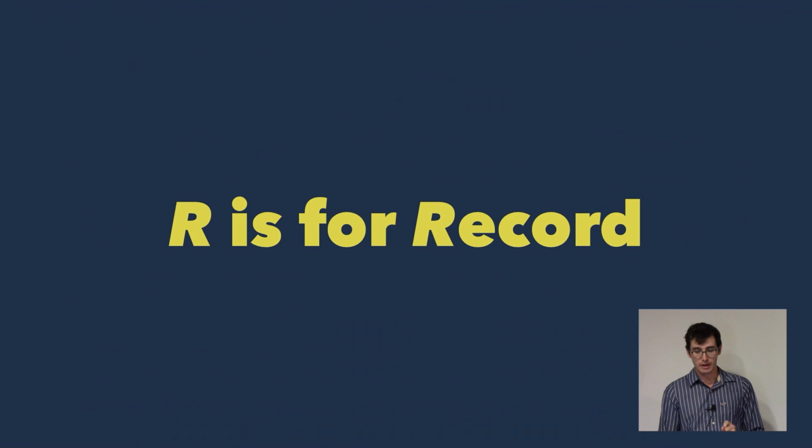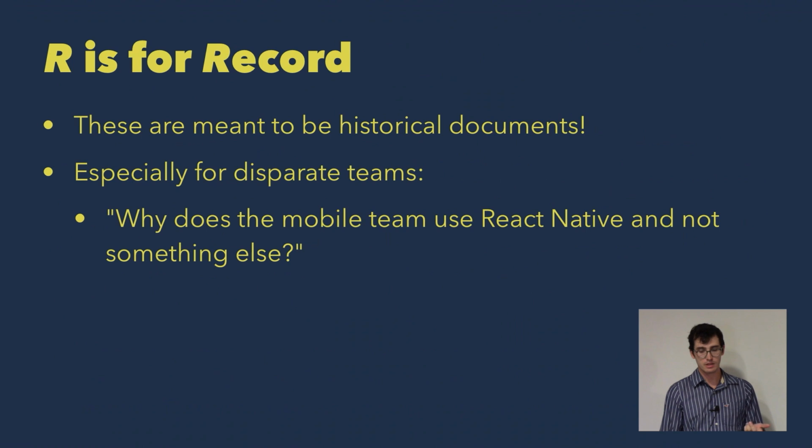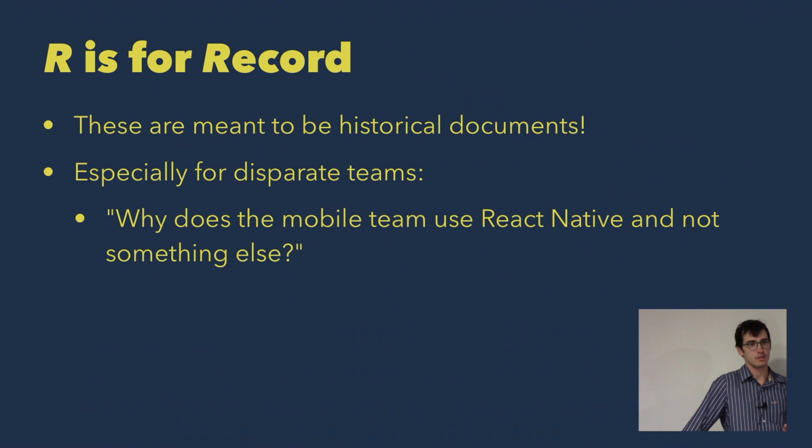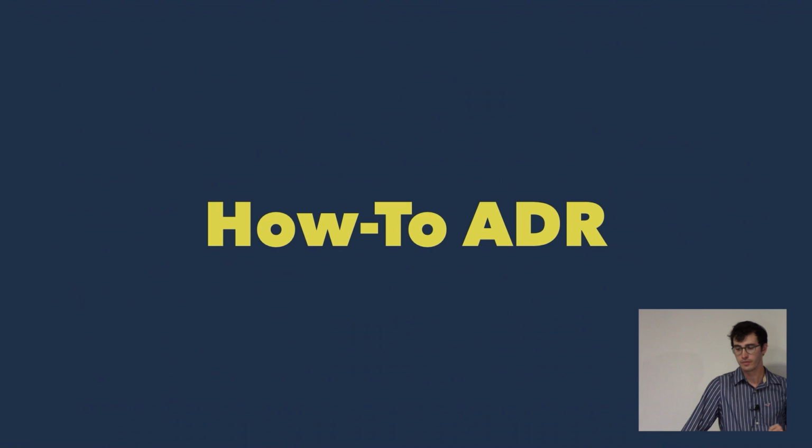And the last thing is record. These are historical documents, right? They are not going to change after they're created, with one small caveat. And they're especially good for disparate teams, right? If you're not on a team and they make an architectural decision, you might want to understand why they made that decision. Regardless of what they're currently doing now, at one point they made a decision, like the mobile team uses React Native and not something else. Why did they do that? This is a way to codify those decisions in a way that anyone can interpret and process. And like I said, they will never change once they're created, but they can be superseded, which is the small caveat. So let's talk about how to write an ADR.